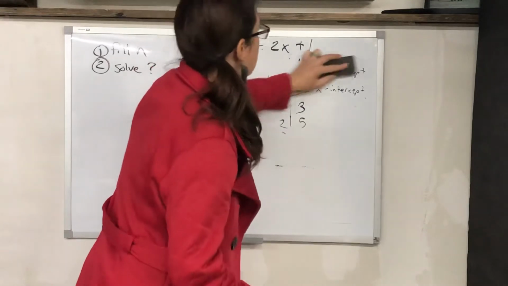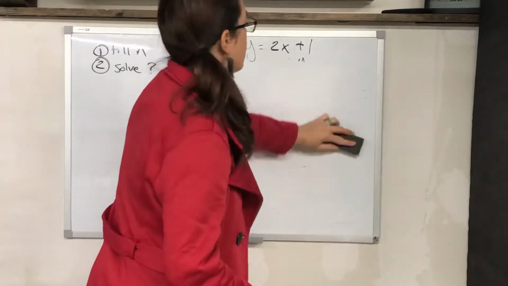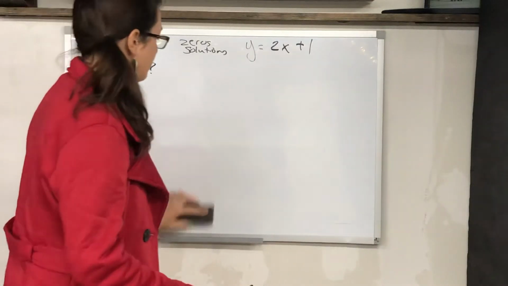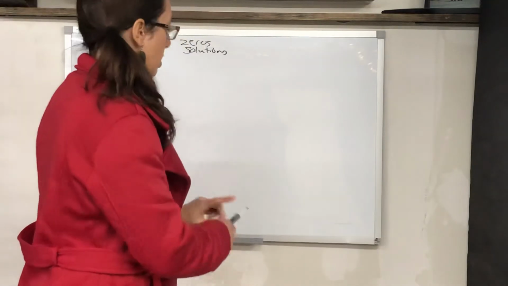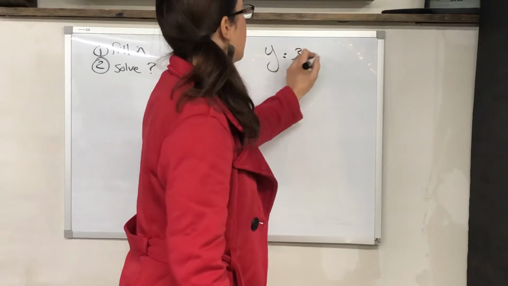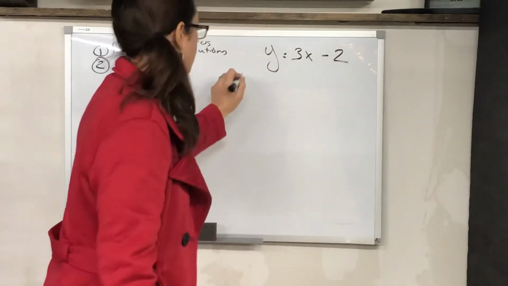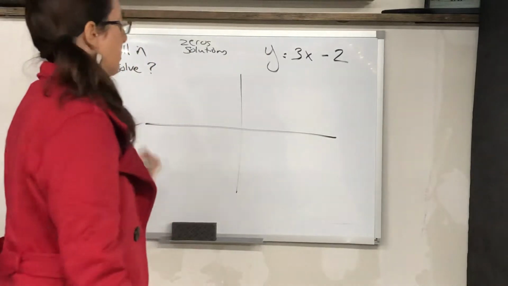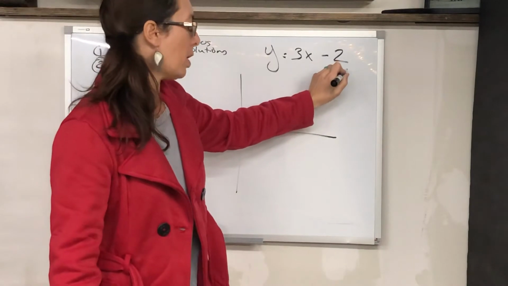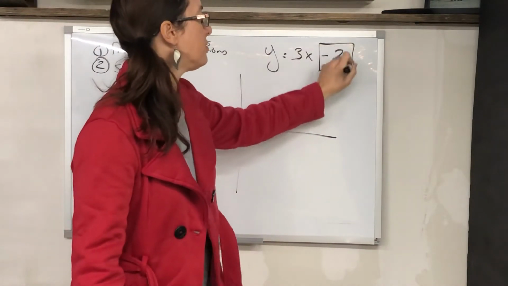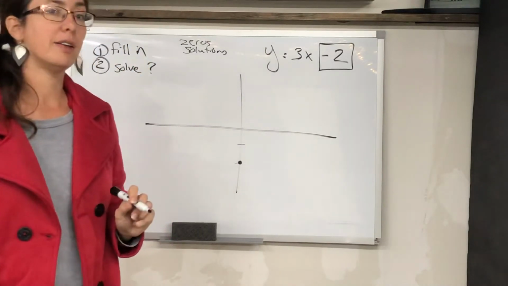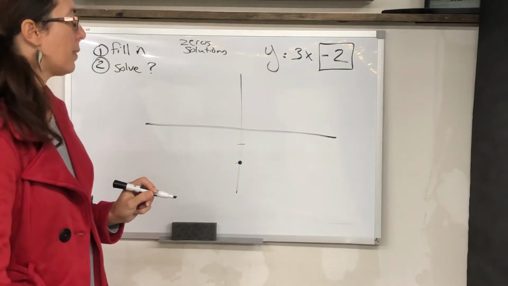Now, let's see, can we graph something without actually making a table out of it? Right? So what if we have y equals 3x minus 2? We automatically know from our intercept that this negative 2 is where our line is going to cross. So I'm going to put a dot at negative 2 for that, okay?